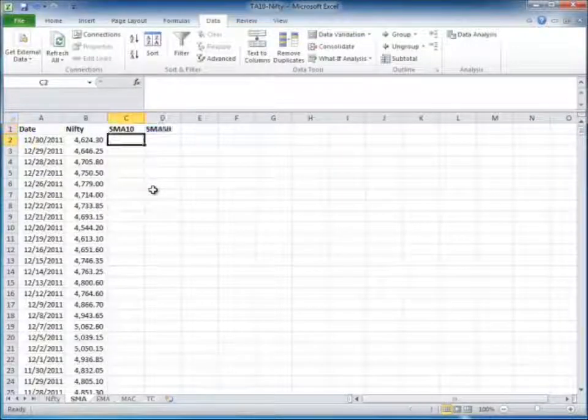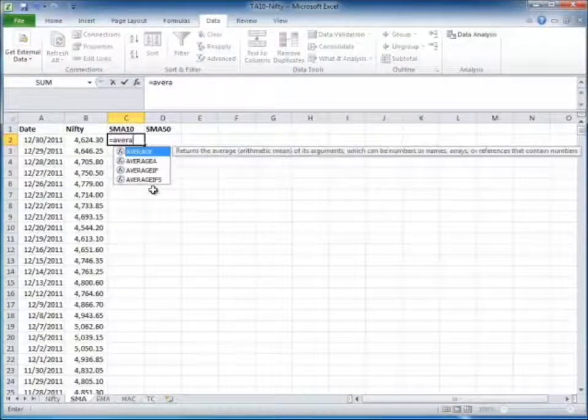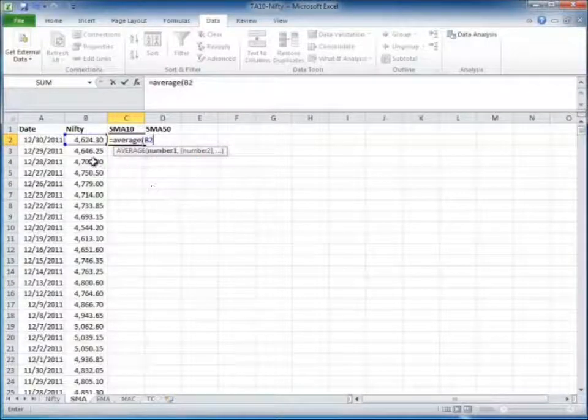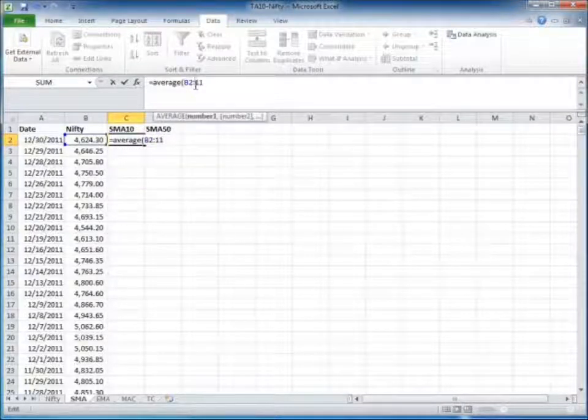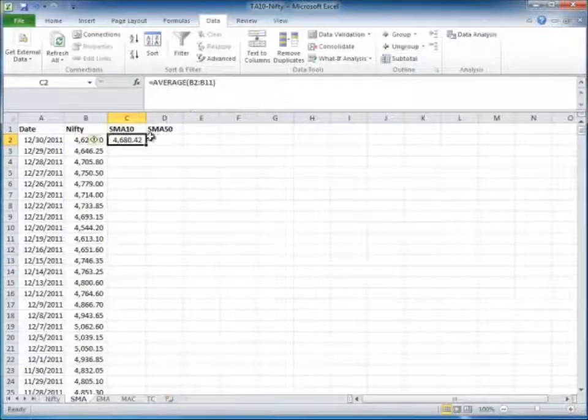Okay? The 10-day moving average is very simple. It will be equal to the average, which is just the average of the last 10 days, which will be from B2, that is this number here, and 10 days will take us all the way until B11, right? So that will be up to B11. And that then is the 10-day moving average.